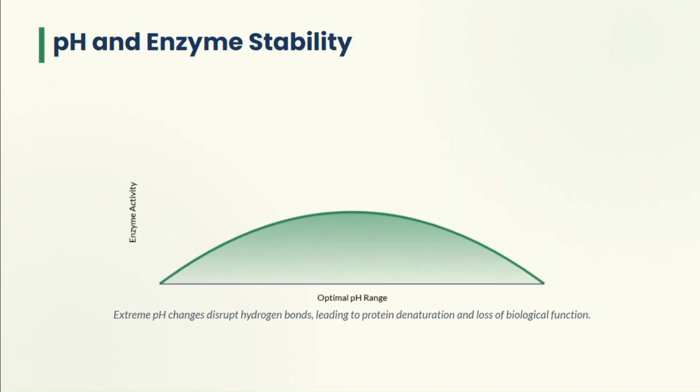pH and enzyme stability are directly related. Enzyme activity is optimal at a specific pH range, and two extremes, both low and high, cause the enzyme to denature, which would result in the protein changing its shape and losing its biological function.